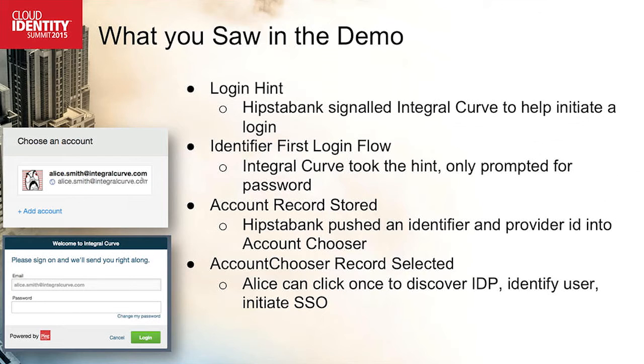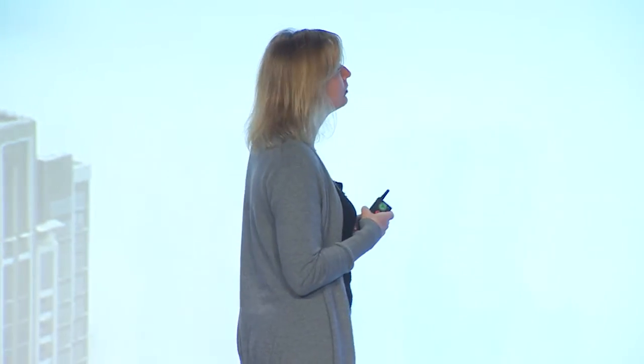So if you think of what we saw as a signal, right? Two domains collaborating by sending a signal from the service provider to the identity provider in order to simplify the user experience. So in the next video, you're going to see a signal sent in the opposite direction. So go ahead and roll that second video.